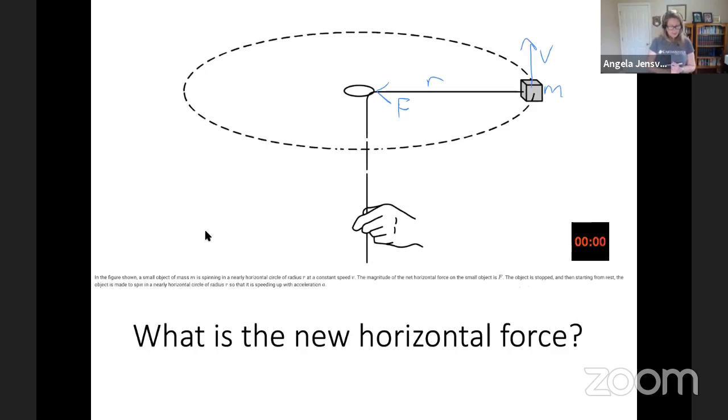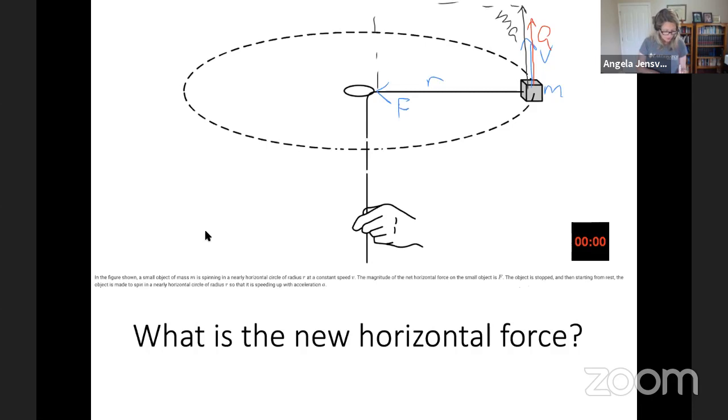Okay, so now the new scenario is that it's going to be speeding up. That means it's going to have an acceleration in the same direction as the velocity, right? When it's speeding up, it's going to have a tangential force acting on it, and the magnitude of that force will be equal to ma. So you have the inward force toward the center, that's magnitude F if you assume it's going at the same speed. And then you have ma.